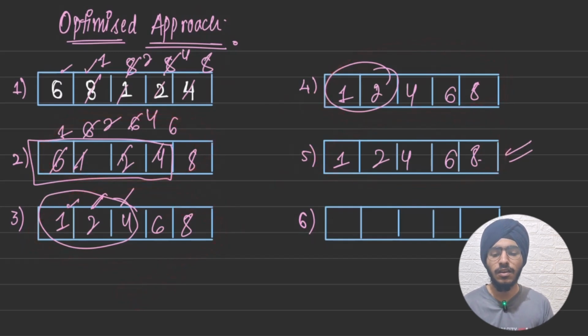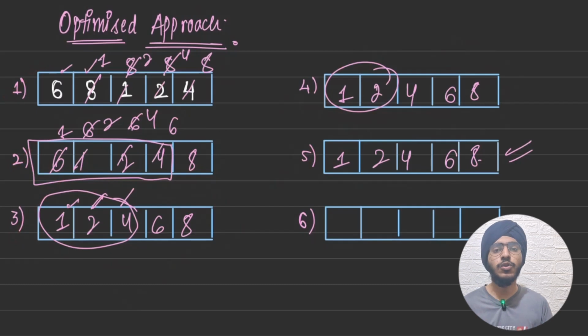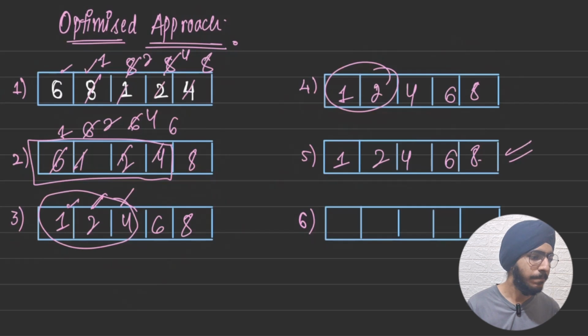So that means we can understand that if at any time swapping does not occur in any iteration, in first, second, third, or any iteration, then we can consider that the array is sorted and just return or break from here. No need to go ahead, right? So this is the optimization. So let's jump to the editor and write this optimized approach.